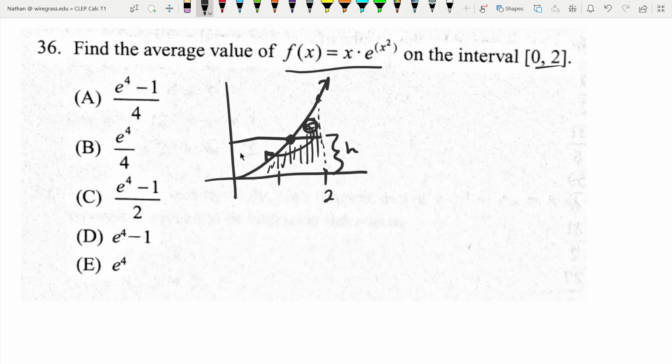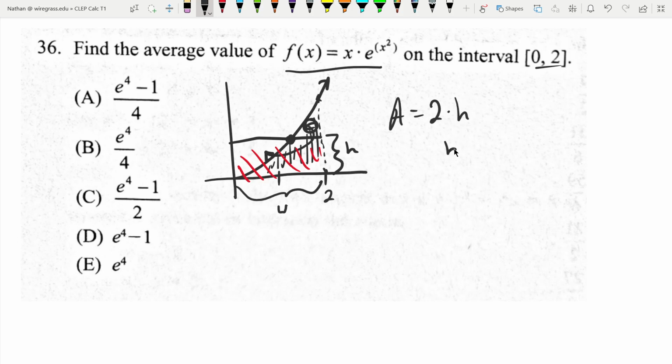Well, let me do it in a different color here. This rectangle has an area. Let's say it has an area A. Well, it's going to be this width here, which we know is already 2. So the width of 2 times the height, which is the average we want to find.